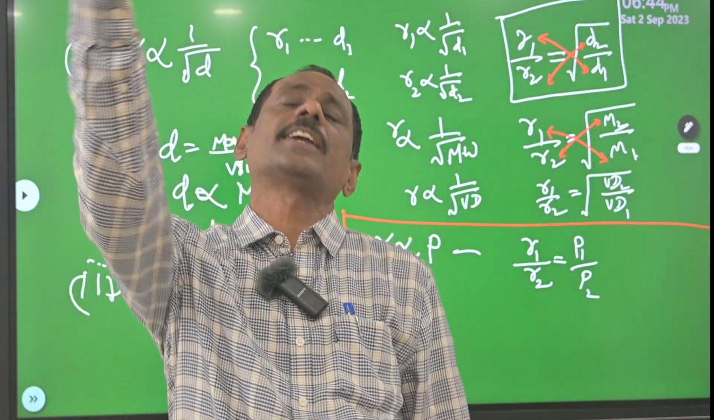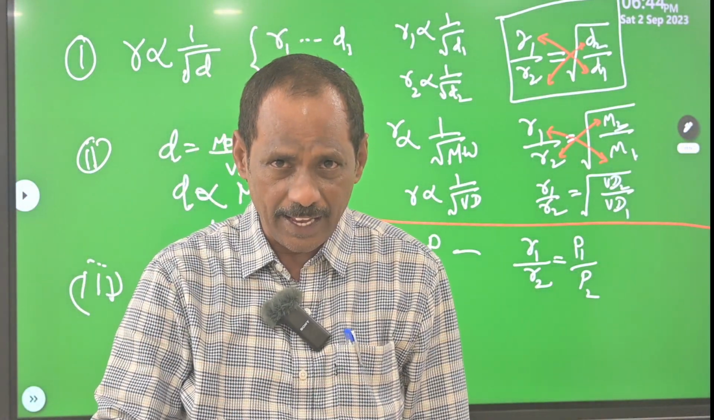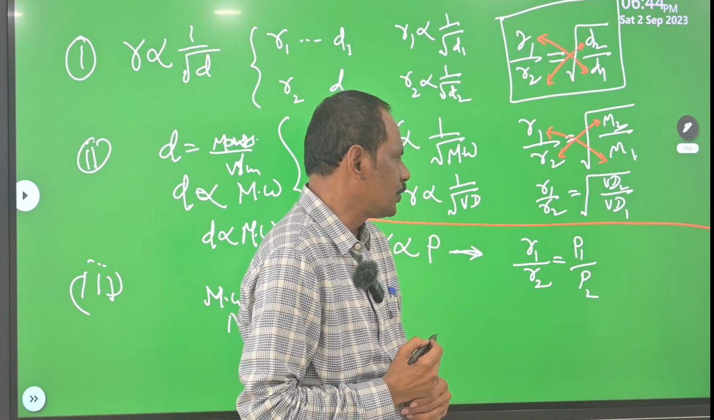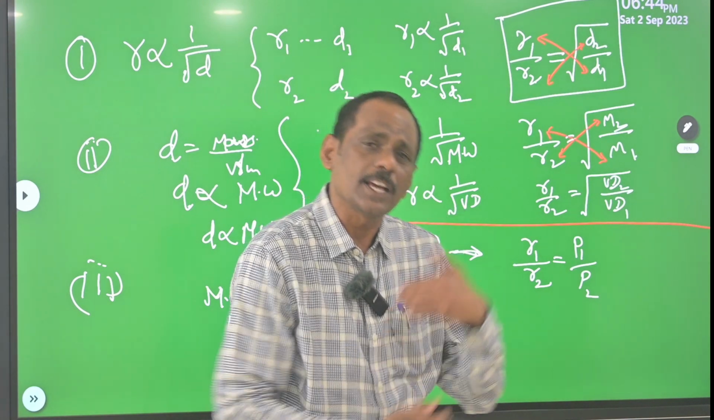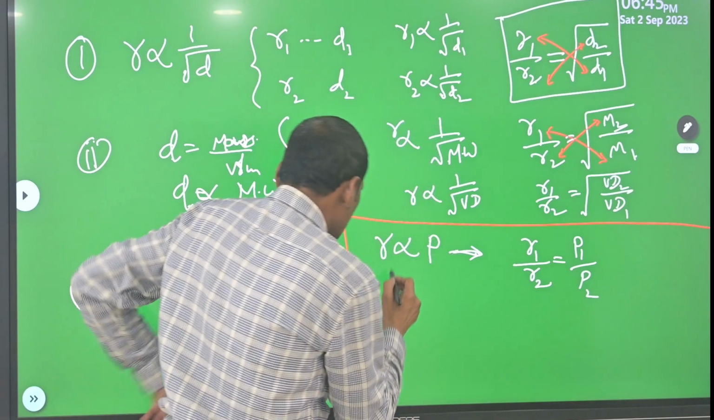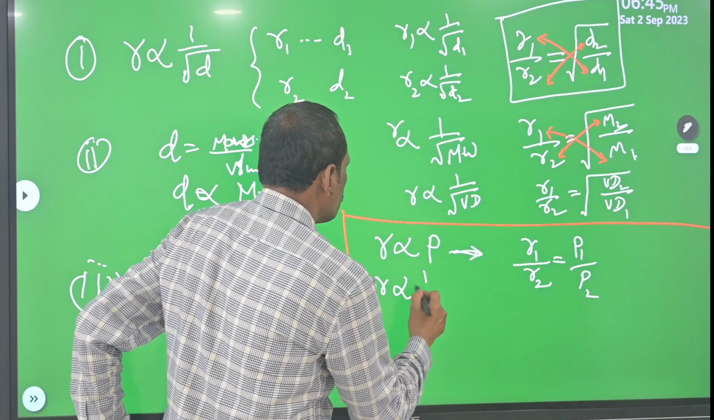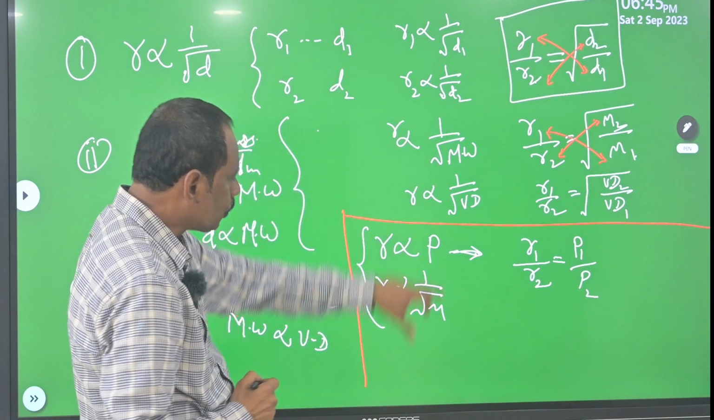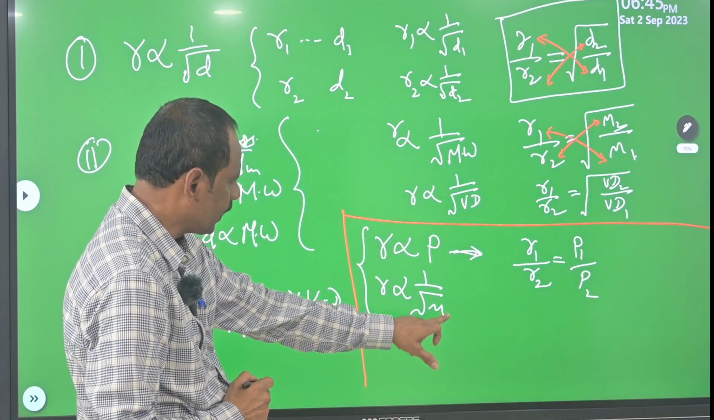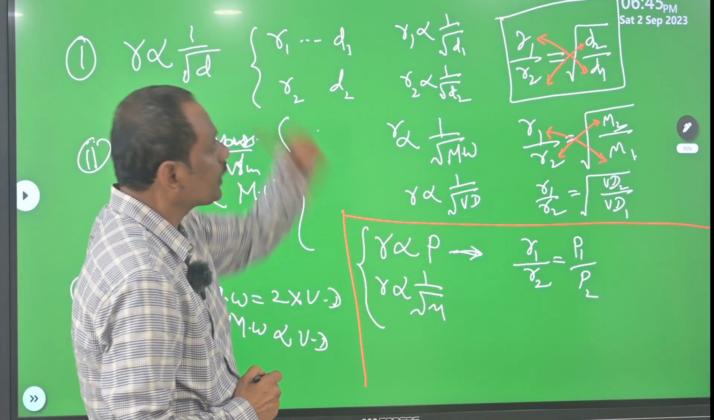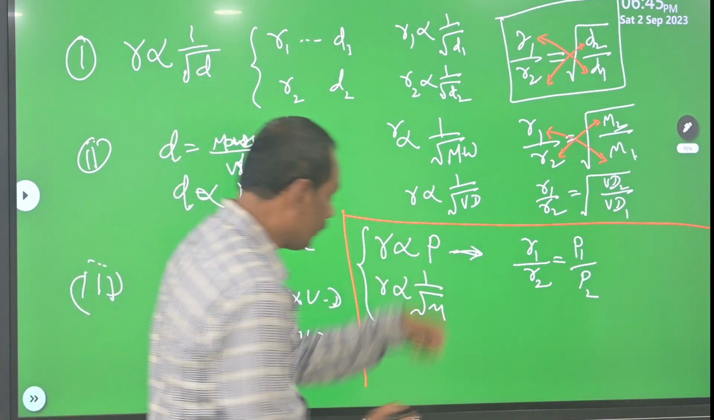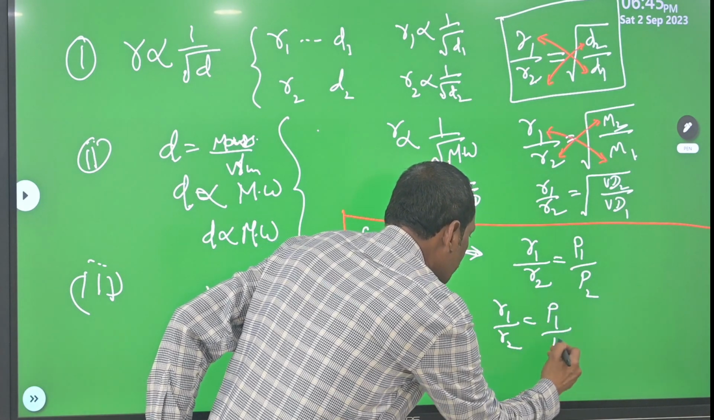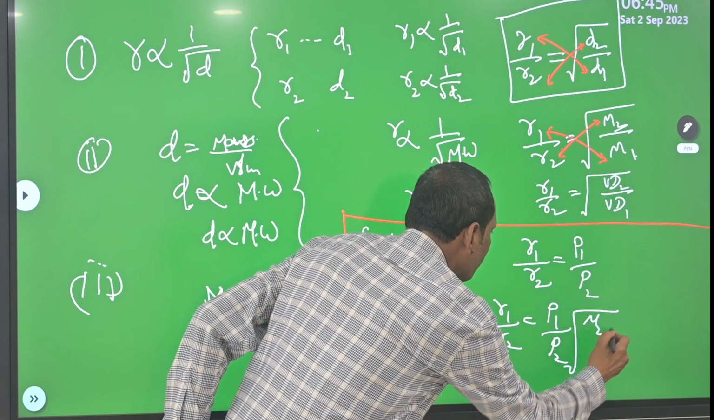If two different gases are taken at two different pressures, because the two gases' pressures are different, R1 by R2 is equal to P1 by P2. Because these are two different gases, R is proportional to P and R is proportional to 1 by root M. So, for two different gases whose molecular weights are M1 and M2, taken at two different pressures P1 and P2, the rate of diffusion R1 by R2 is equal to P1 by P2 into root M2 by M1.